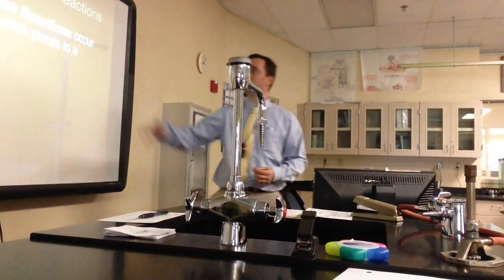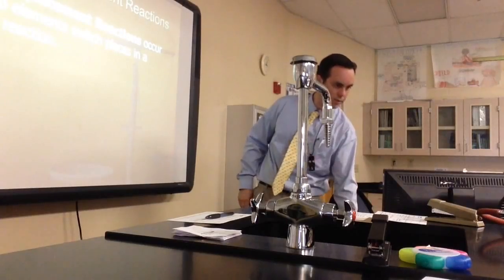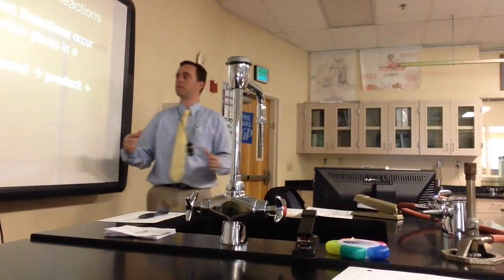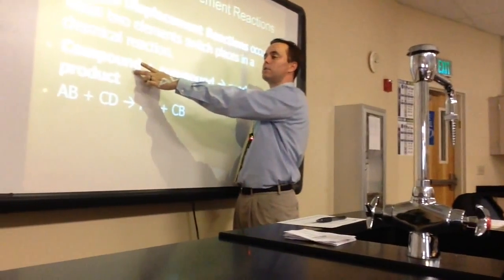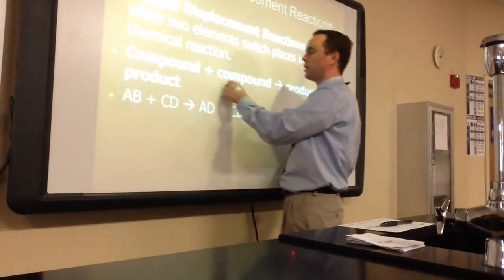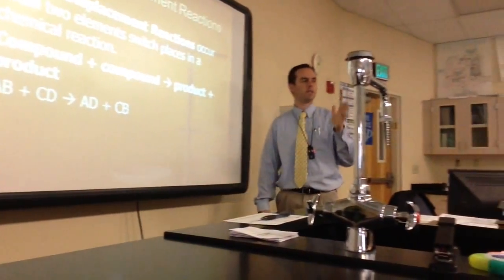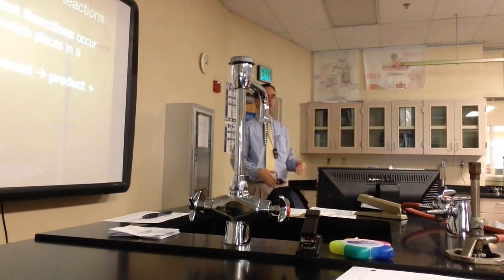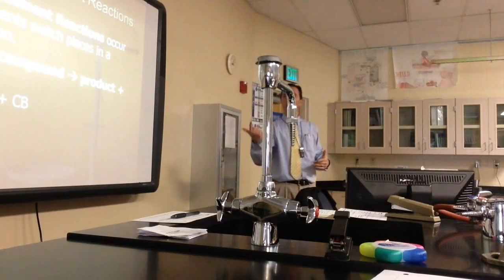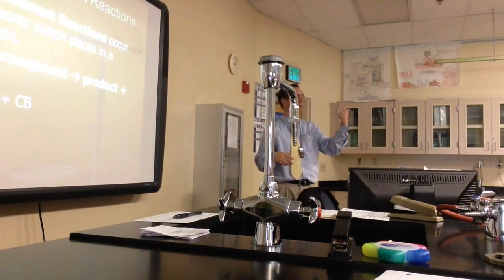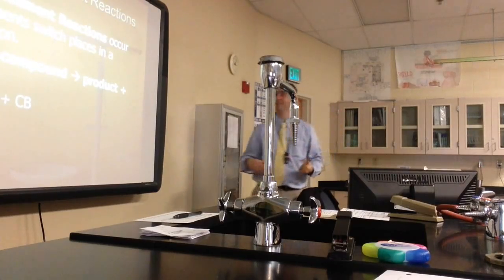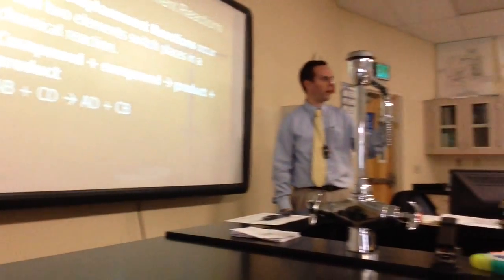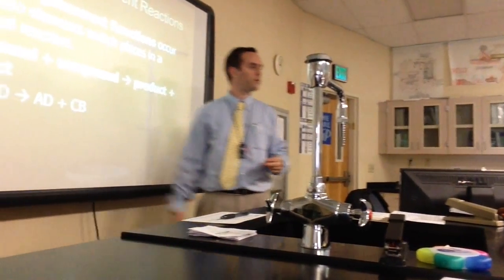So double displacement reactions occur when two elements switch places in a chemical reaction. It looks like this in terms of identification of it. The key is right here. In a double displacement reaction, you always have a compound and a compound on both sides. In a synthesis reaction, there was one product. In a decomposition reaction, there was one reactant. In single displacement, there was an element and a compound on either side. In a double displacement reaction, there's a compound and a compound. Double means two, right? Compound, compound. It's the only one that's like that.